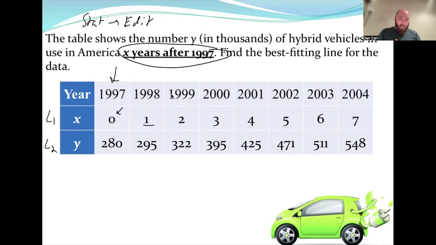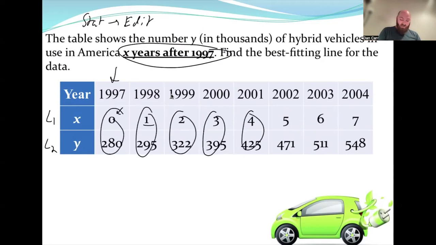Do not sort the data. These have to match up. They have to be lined up next to each other in L1 and L2.